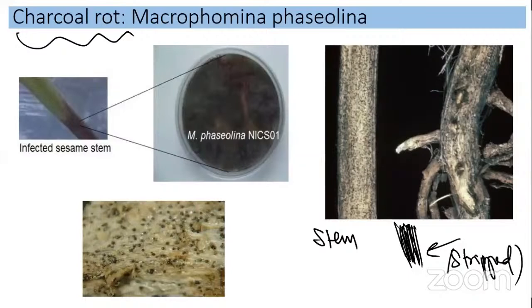Okay, so you can easily distinguish between individual pith regions, or thread-like structures will be formed. The entire stem will be disintegrated into thread-like structures. So that is the most important characteristic with respect to charcoal rot. And even if you just check the stems closely, you can see the sclerotial bodies attached on the stem. So that is one criterion.